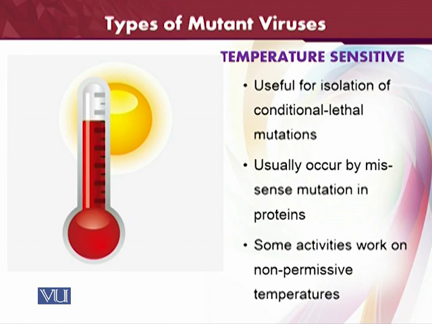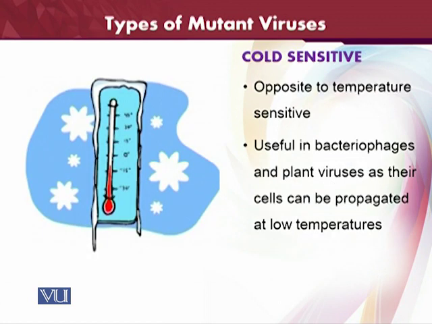When the temperatures are very high, the mutations or the replication process is affected. Even in PCR we are using replication processes, and they interact with a special kind of temperature. When the temperature is altered, the results of the PCR are not as ideal as we have thought. Then the cold sensitive, opposite to the temperature sensitive, useful in bacteriophages and plant viruses, as their cells can be propagated even at low temperatures too.